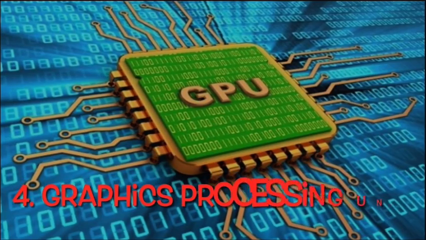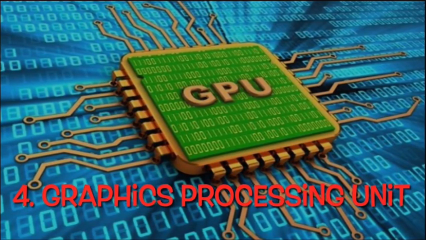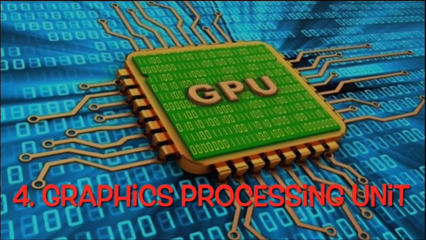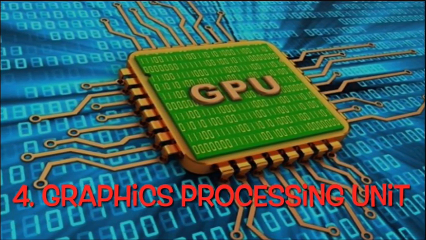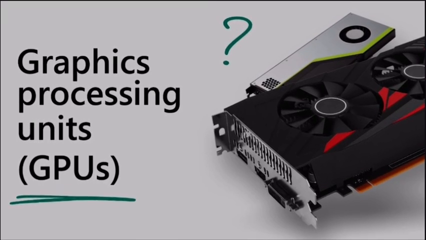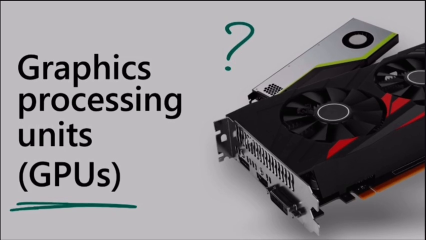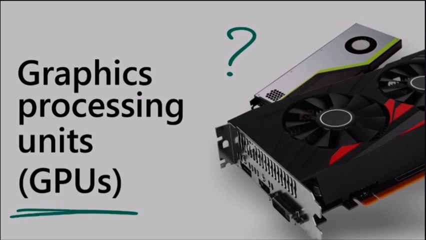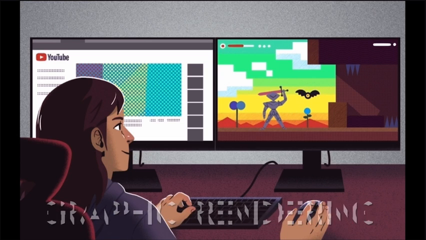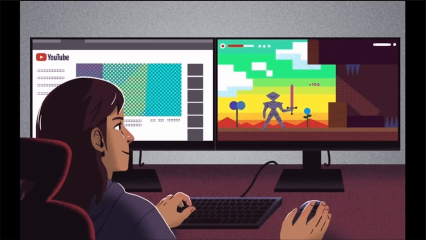4. Graphics Processing Unit, or GPU, is a specialized electronic circuit designed to accelerate the processing of images and videos for display. It handles graphics processing tasks crucial for gaming and visual applications. The key aspects of GPUs are graphic rendering. The primary function of a GPU is rendering graphics and visual content. It handles complex mathematical calculations required for displaying images and videos on a screen.